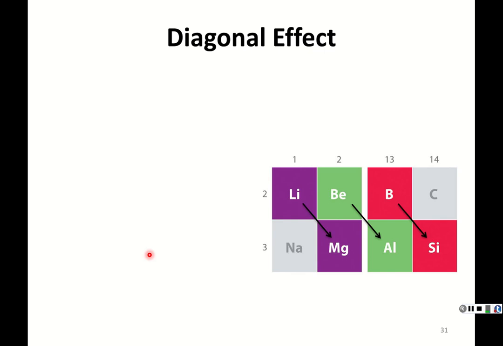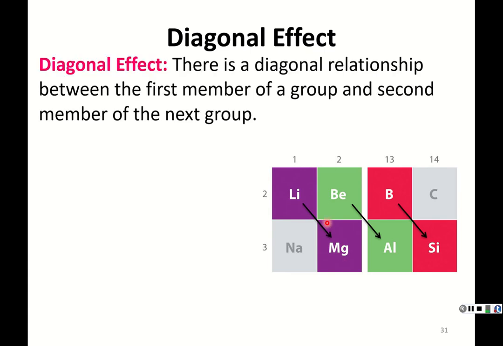The next principle we'll talk about is the diagonal effect. That's where an element in one group can be similar to an element in the next group over and down one. So you move over a group and down one, so on a diagonal, and they share some similarities to each other. So lithium and magnesium would share some characteristics, as would beryllium and aluminum, and boron and silicon. So there's this diagonal relationship between the first member of a group and the second member of the next group, specifically.